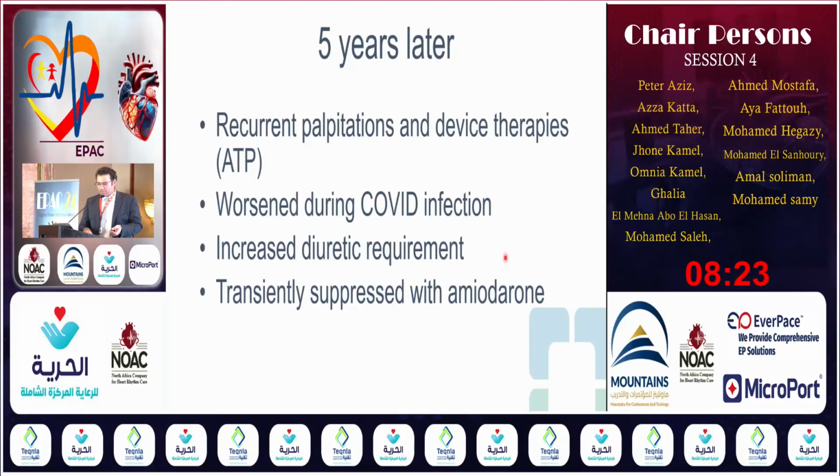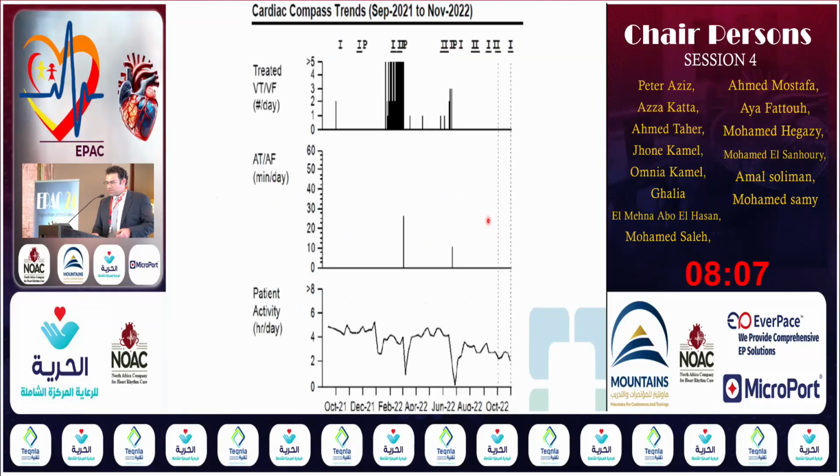So 5 years later, she came back. She had recurrent palpitations and device therapies. This was worsening during a COVID infection. She required more diuretics, and she was transiently suppressed on amiodarone, which had been discontinued after her recurrent open heart surgery. You look at her device diagnostics, and she had a very significant uptick in VT-VF. This was around the time that she had COVID, and then that continued to settle down, but then had another uptick here in June of 2022.